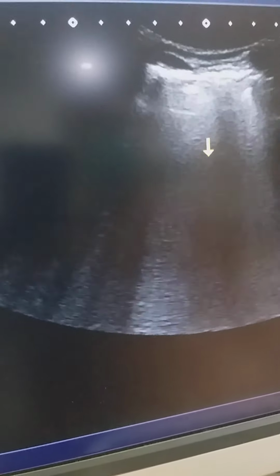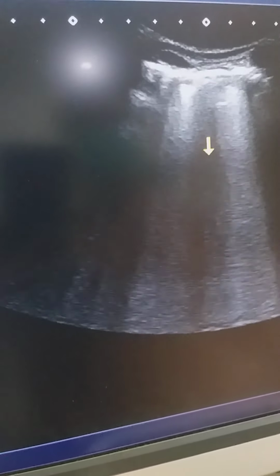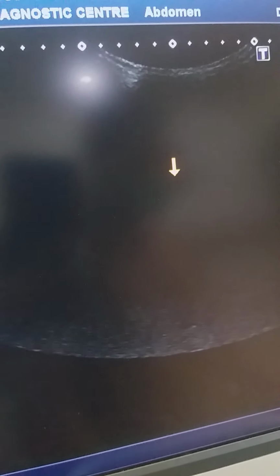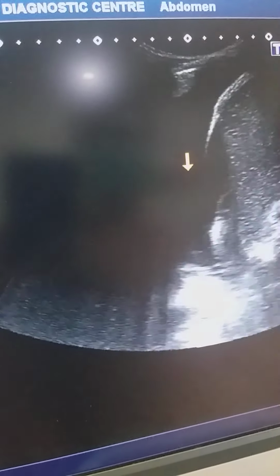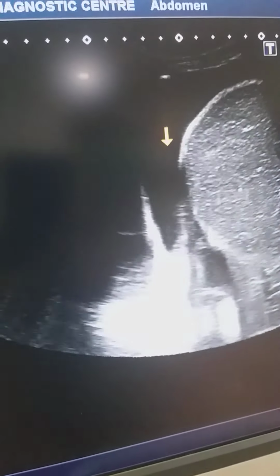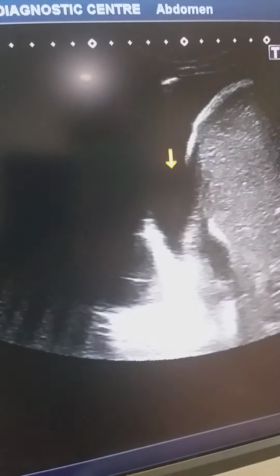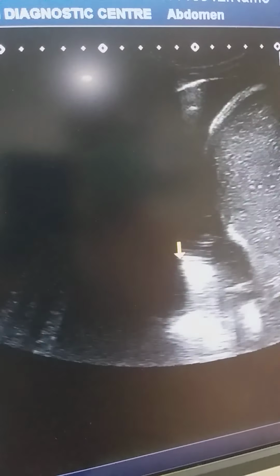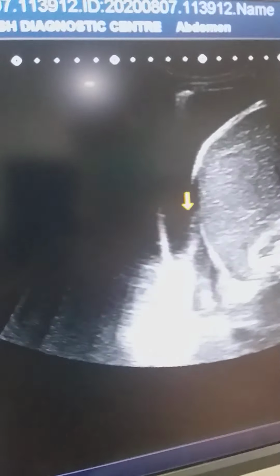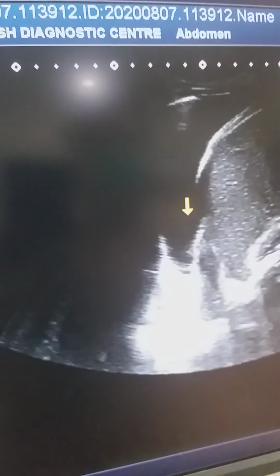So this was all about the lung X-ray and lung ultrasound. Here you can see that moderate to severe fluid is present. This is the collapse of the lung, collapsed lung. But in the X-ray, there was doubtful blunting of the left CP angle.